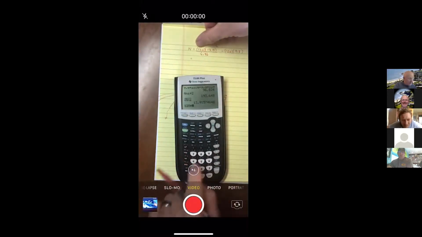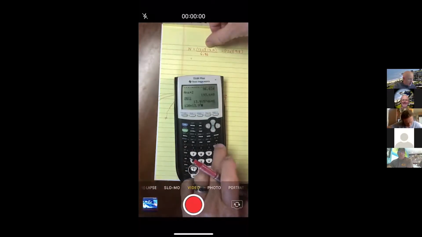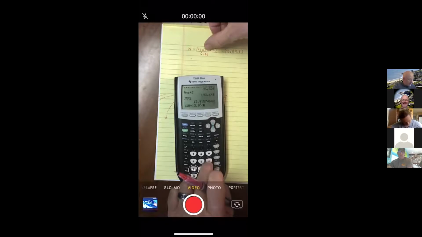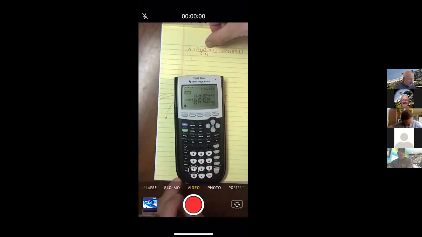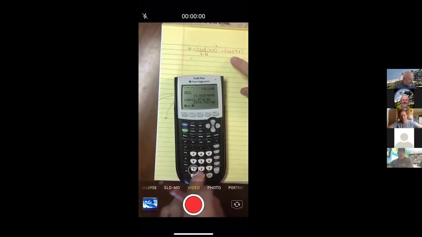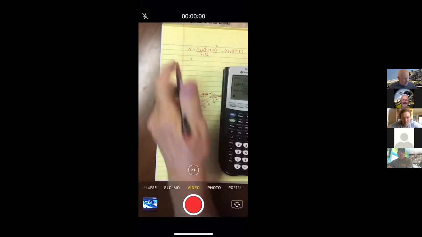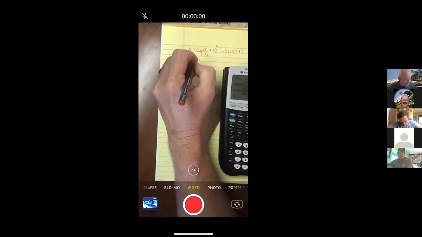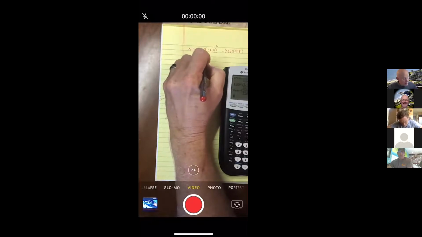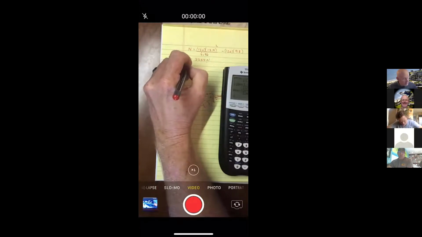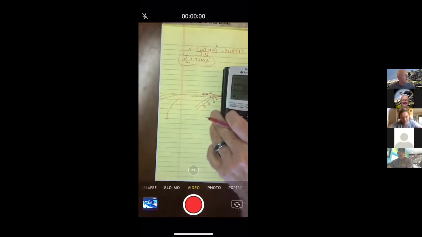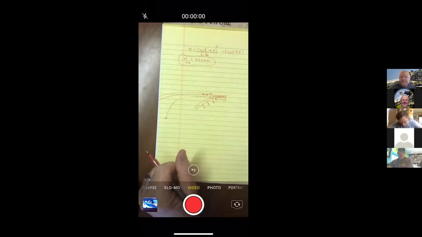So 120 times 13.9 squared divided by 6.86. It's kind of that first number. Then minus 120 times 9.8 comes up with a normal force of 2,204 newtons. So this is the normal force at the top.